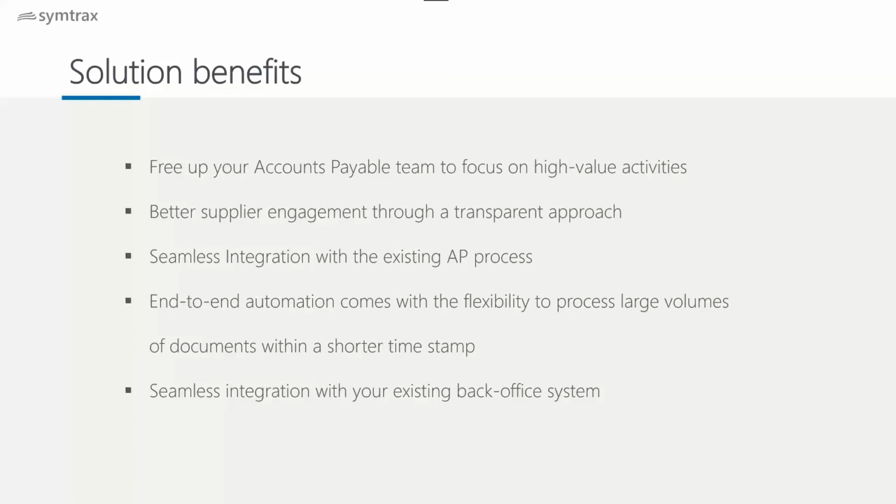Coming to the next point, automation means you will be able to process large volumes of documents within a short timestamp. That means you will be able to process all the invoices well within the deadline, so you won't be penalized for late payment. Also, if your supplier provides an early payment discount, you will be able to meet the deadline. Your DPO will also be optimized, which will make your cash flow efficient.